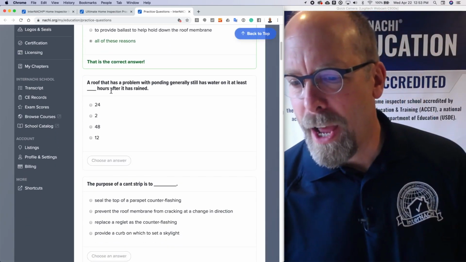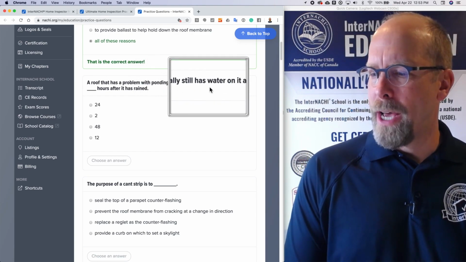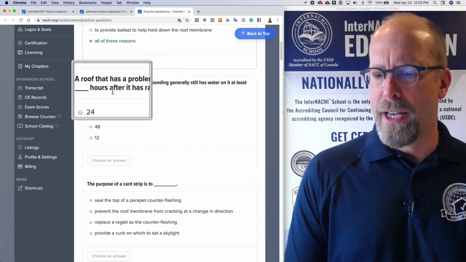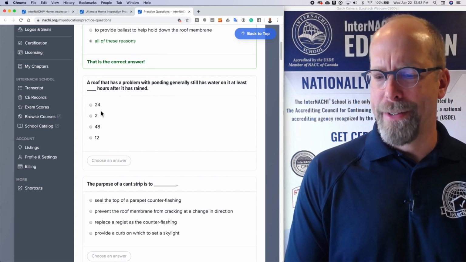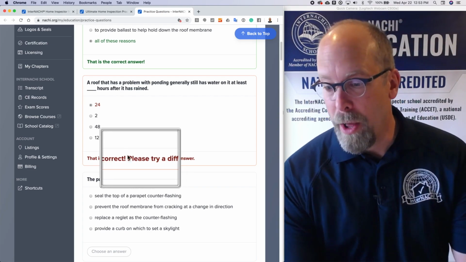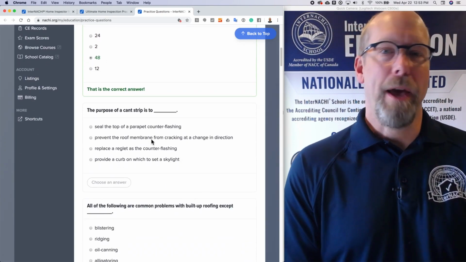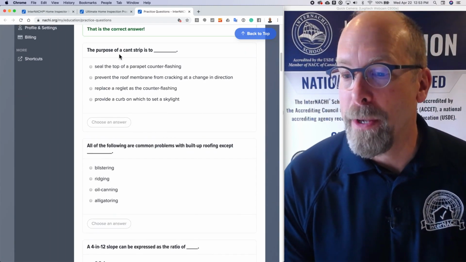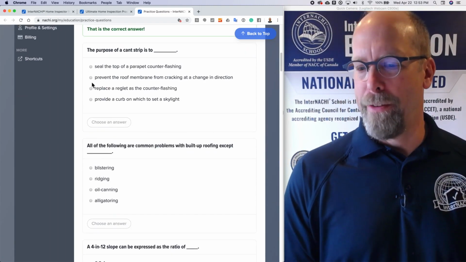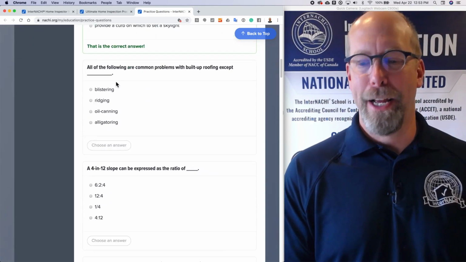A roof that has a problem with ponding generally still has water on it at least how many hours after it's rained? Is it 24? It's 24 or 48, I can't remember. Oh, not correct, it must be 48. Okay, 24 or 48. The purpose of a cant strip, I have no idea. Let's just guess. Can I just guess? I did, and I got it right.